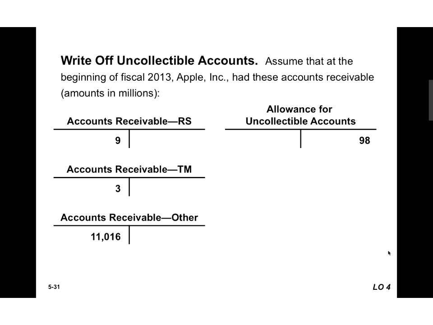Now, periodically, we find out that one of our customers who owes us money has, for example, gone bankrupt, and there is absolutely no hope of ever getting this money back. That's where we have this write-off of uncollectible accounts. So here is our scenario, and what we're going to concentrate on is this write-off.